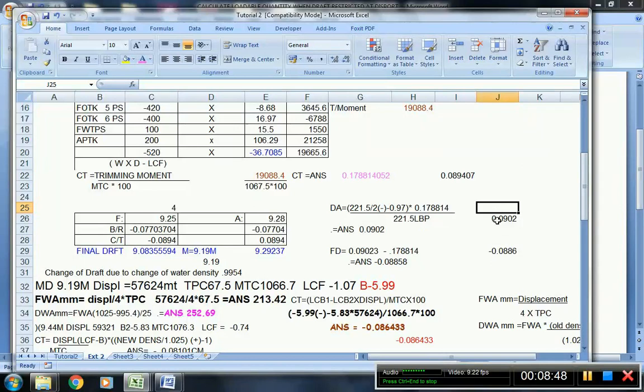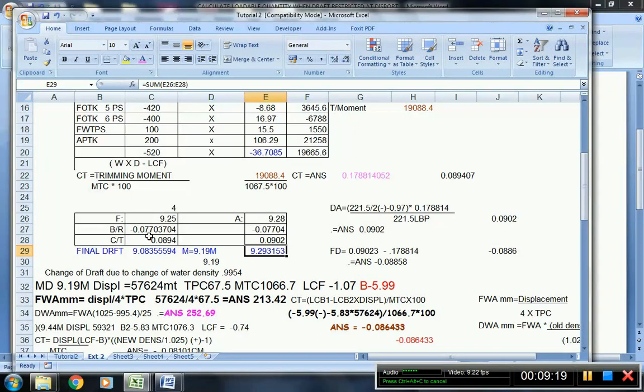And this is the formula. Okay? 2 to 1.5 divided by 2 minus negative 0.97 divided by 2 to 1.5 multiplied by 0.178 for your change of trim. So the result is 0.0092. So this will be your correction for the up. Okay, equals, then like that.